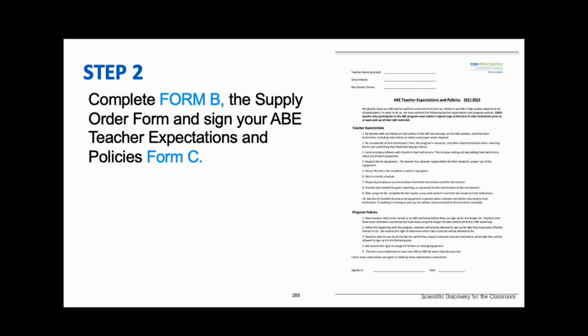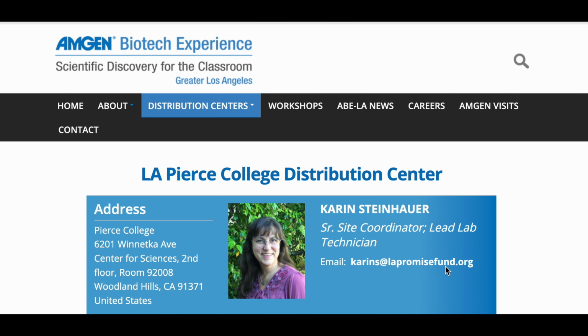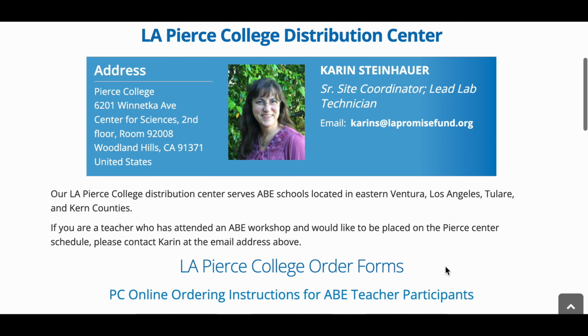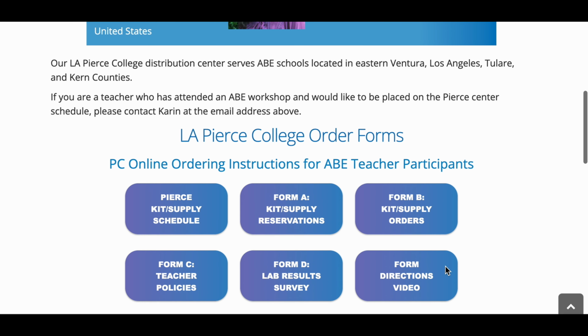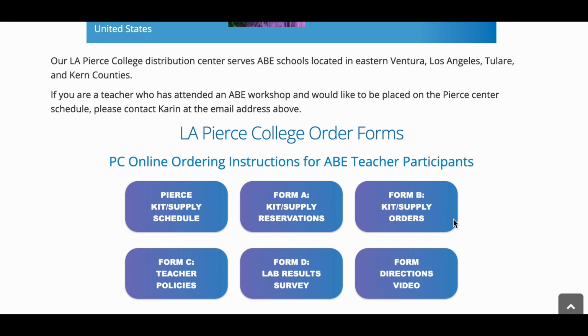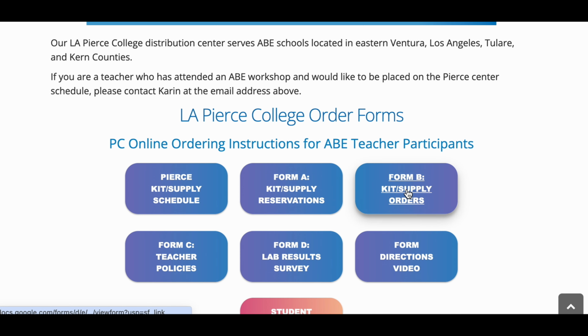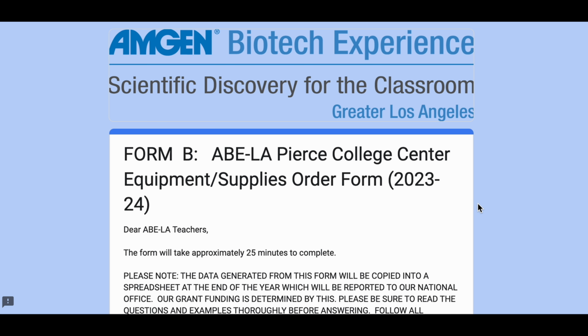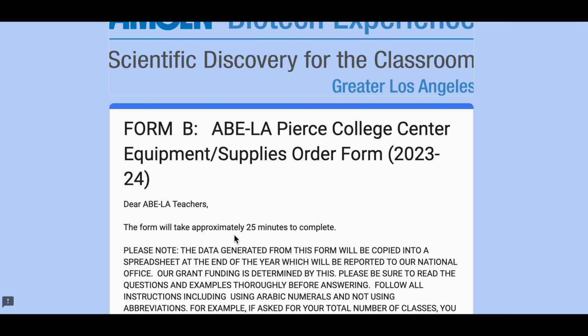Step 2. Complete Form B, the supply order form, and sign your ABE Teacher Expectations and Policies form, Form C. Once again, Form C will be available through Form B, so Form B really gets both jobs done. To do this, once again, navigate to your distribution center webpage and locate Form B, the kit supply order. Click on Form B, and that will bring you to the form you need to fill out.